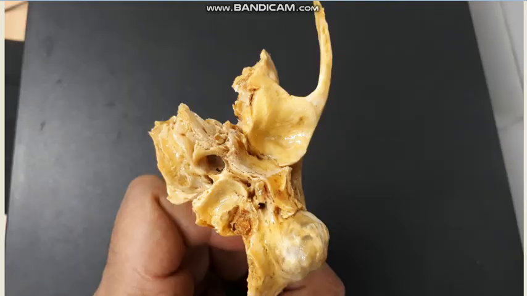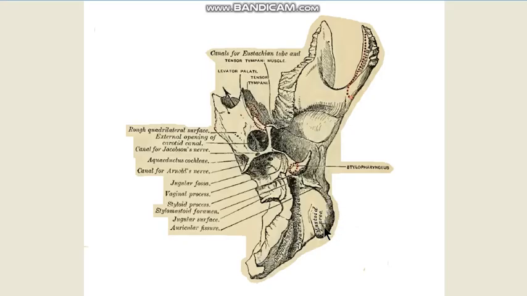If you look at the inferior view, again you can see the tip of the mastoid process over here, and the groove for posterior belly of digastric and occipital artery. I think that would be enough for the mastoid process.